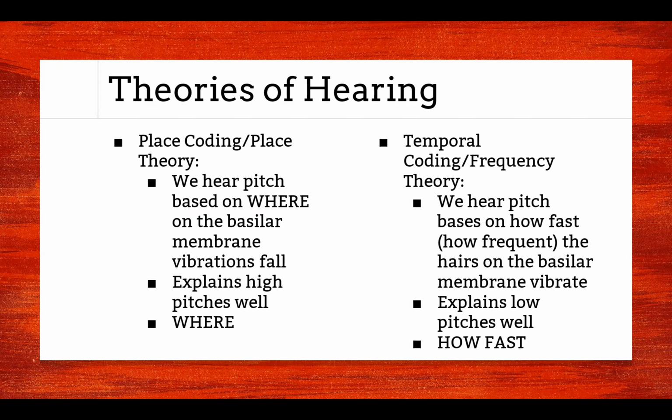But frequency theory is when we hear pitch based on how fast or frequently the hairs on the basilar membrane vibrate. So this explains low pitches and how fast the sound is. If this is the frequency, that's going to be reflected in how it's transduced onto the auditory nerve, compared to if it's slower, that will also translate when it's transduced onto the auditory nerve.